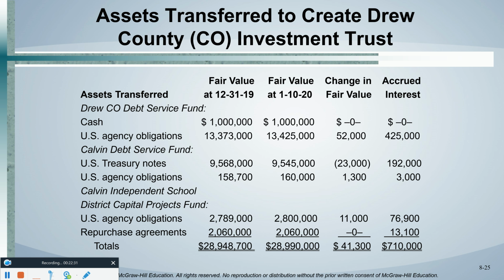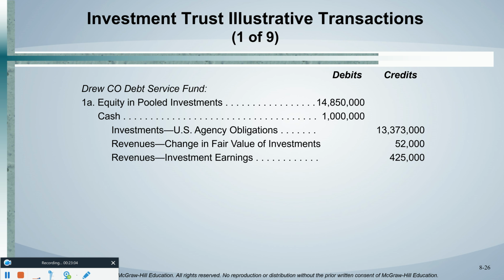So when these 3 governments transfer assets into the investment pool or the investment trust fund, they're going to be transferred out at the values as of December 31st, 19. And then, of course, any differences in fair value between December 31st, 19 and January 10th, 2020 are going to be recorded at that time, as well as the accrued interest. So let's take a look at an example.